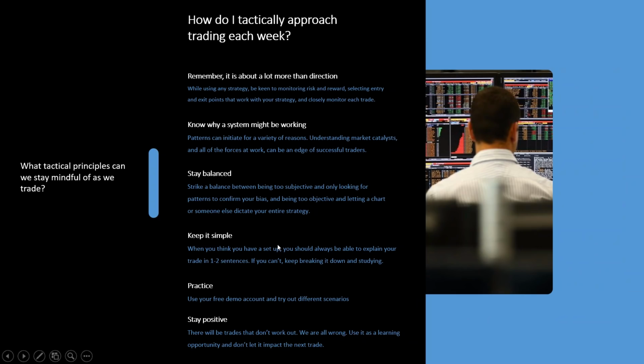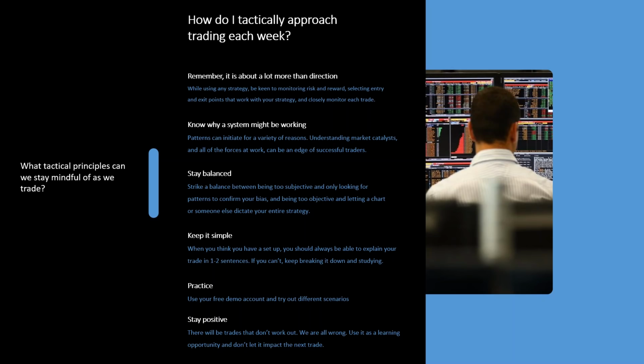So tactically, let's start breaking it down. What tactical principles do I want to put into play, and how do those traits we just talked about need to manifest in my weekly work as a trader? One, if you're a carpenter, it's nails and hammers and wood, and you're building things all week. For a trader, you're putting on trades, right?